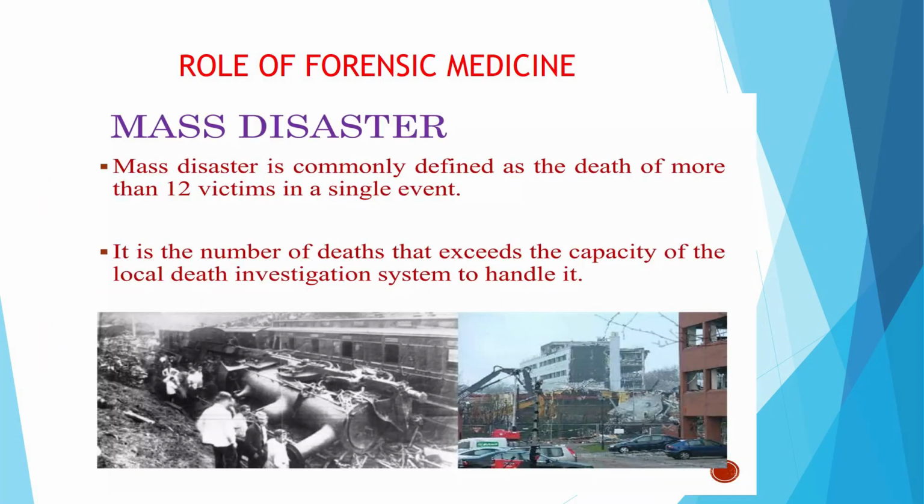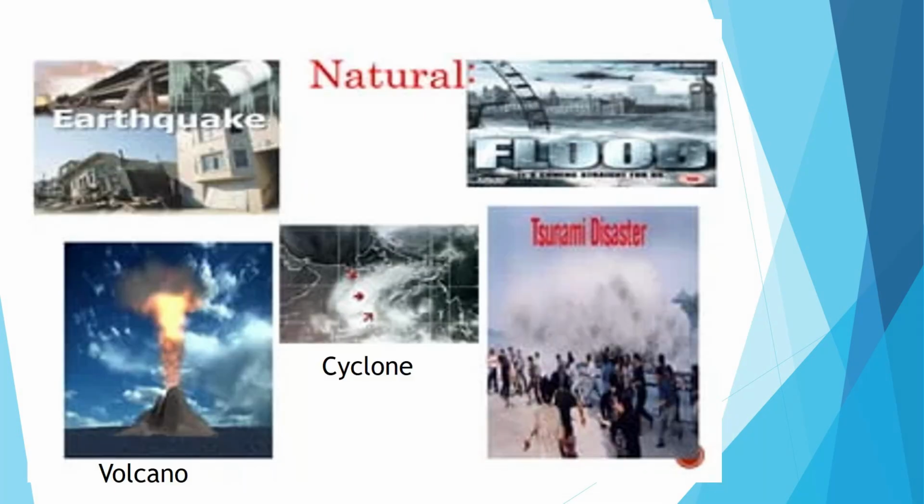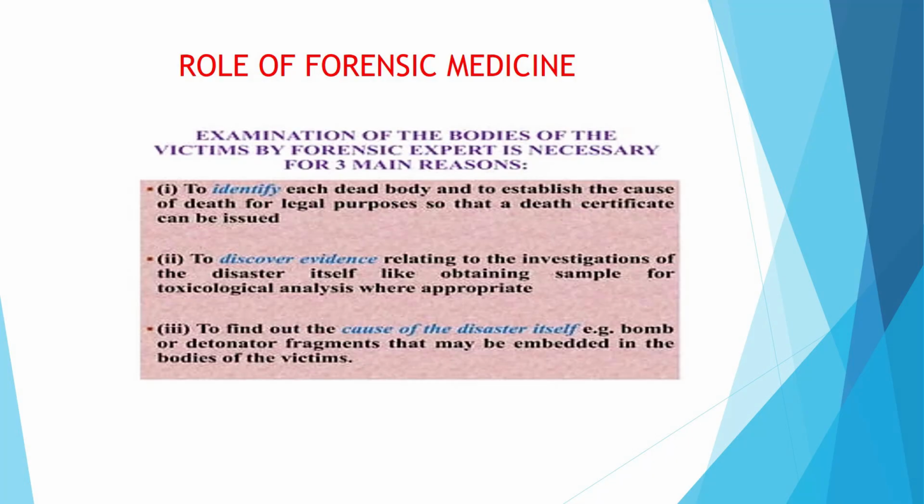There are certain examples of the role of forensic medicine in mass disaster. Mass disaster is commonly defined as the death of more than 12 victims in a single event. It is a number of deaths that exceeds the capacity of the local death investigation system to handle it. Some pictorial examples are mentioned here. There are certain natural disasters like earthquakes, flood, tsunami, volcano and cyclone, which many states have experienced. Here comes the role of forensic medicine.